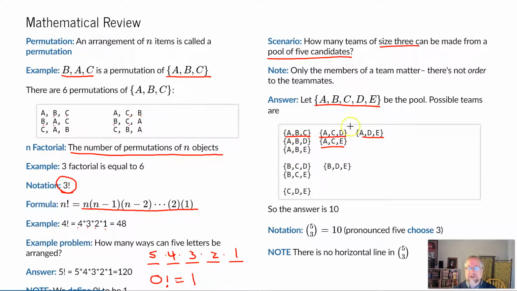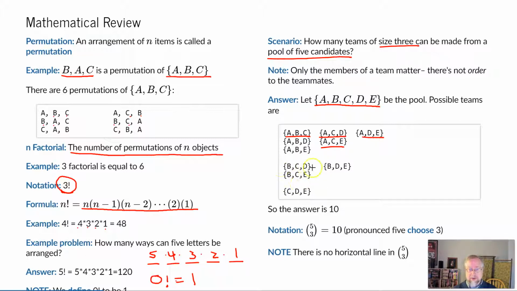So I've exhausted all the possibilities for the different teams I could have which have A in them. In this first set, you'll see I had A and B, and then here I had A and C, but not one of these other ones that I've already looked at, and A and D. So now that A is not in the running anymore, I could have a B, C, and D, or B, C, and E.